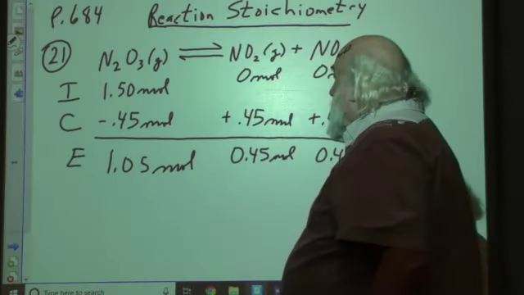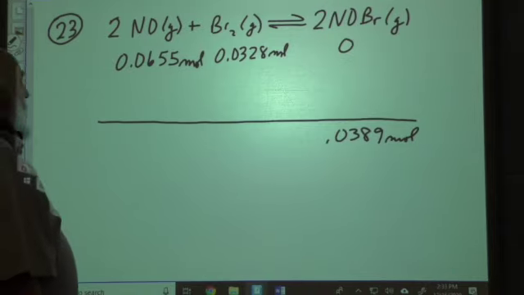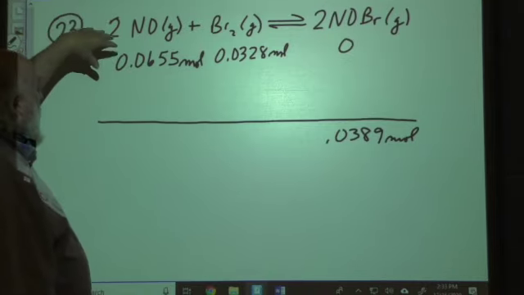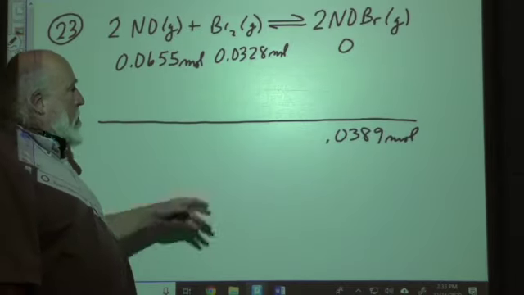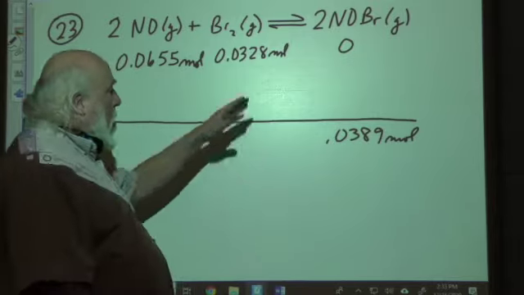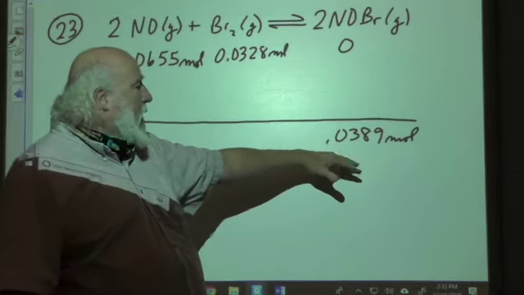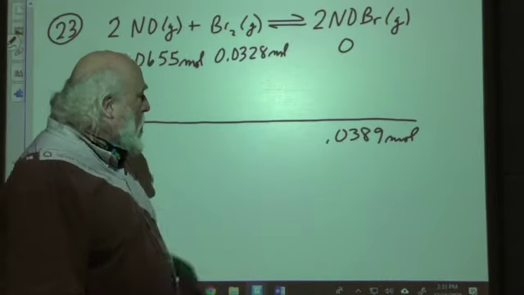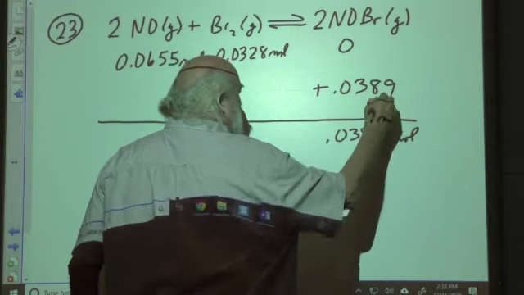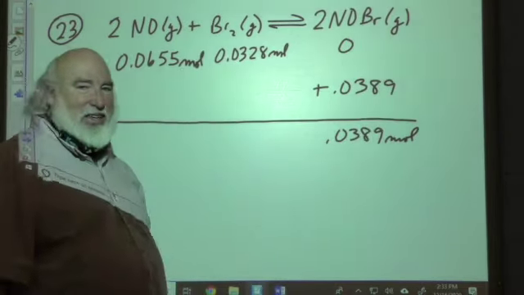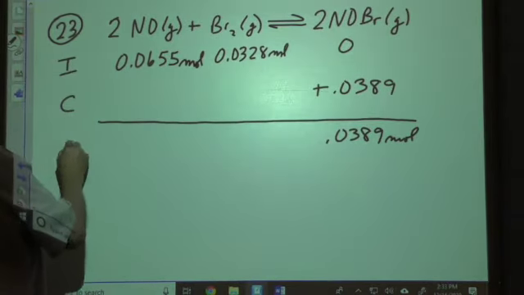Okay? So let's go on to number 23. Number 23, we have this reaction here, and we were given two reactants here and no products. But we're also told that when the reaction comes to equilibrium, we have 0.0389. So that must mean we gain 0.0389 here, because I'm really good at math. Just because it's easy. All right, goes to zero. ICE, baby.